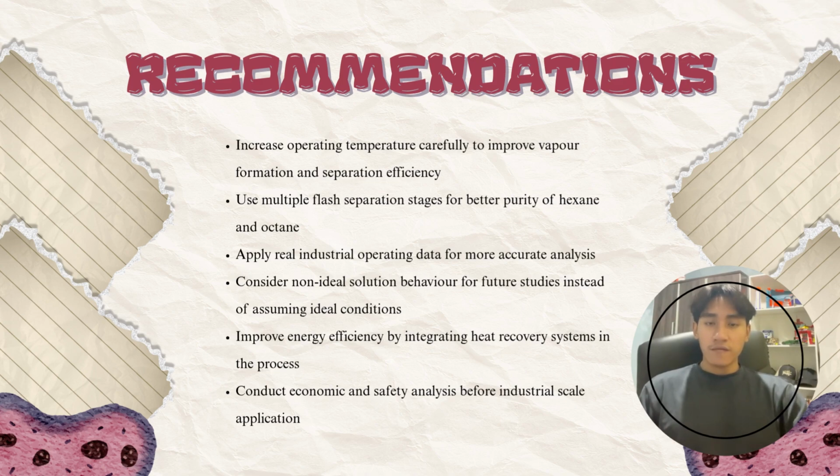Recommendations for our project: first, we can carefully increase the operating temperature to improve vapor formation and separation efficiency. Next, we can use multiple flash separation stages for better purity of hexane and octane. We can also apply real industrial operating data for more accurate analysis, and consider non-ideal solution behavior in future studies instead of assuming ideal conditions. We can also improve energy efficiency by integrating a heat recovery system in the process. And lastly, we can conduct economic and safety analysis before industrial scale application of this project. That's all from me. Thank you.